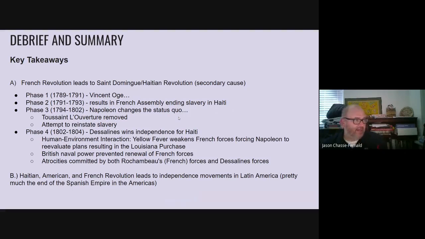All right. So by the end of that period, you're basically ending around the time when Toussaint L'Ouverture is captured and taken back to France, where he will die in prison. So you're also ending about the time where Napoleon is given orders to reinstate slavery on the island.